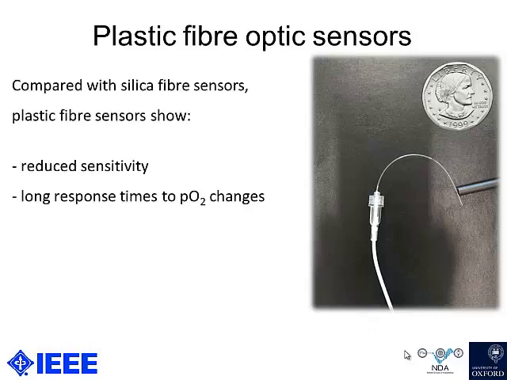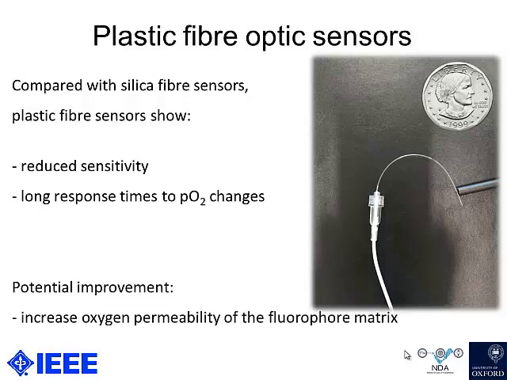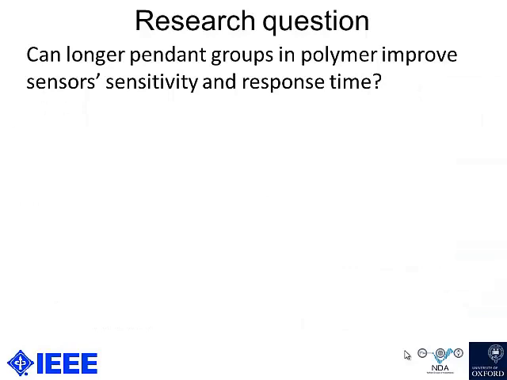Now, this sensor has at least two limitations compared with the silica fiber sensors, which are reduced sensitivity and a long response time to changes in partial pressure of oxygen. So Rongsheng thought that a potential improvement was to increase the oxygen permeability of the fluorophore matrix. In other words, the question we were trying to answer with our experiments was whether longer pendant groups in the polymer could improve sensor sensitivity and its response time.